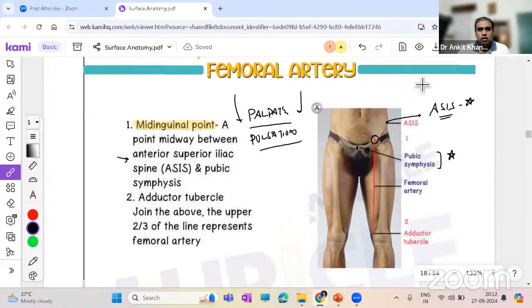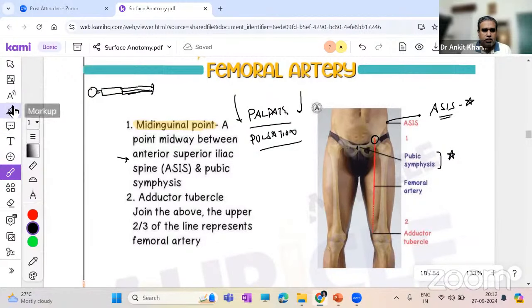The one condition if you are trying to palpate the femoral artery is that the patient should be entirely lying supine. What do I mean? Some students make the mistake that, suppose there's a patient lying supine, head, neck, the trunk, right? And these are the lower limbs. These are the two lower limbs over here.